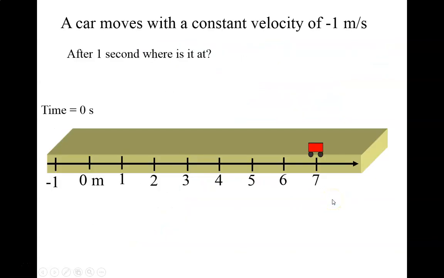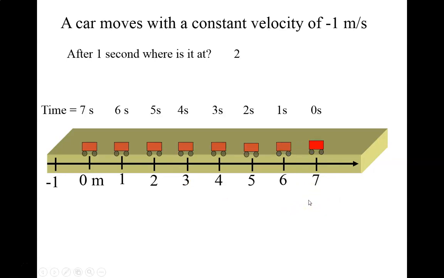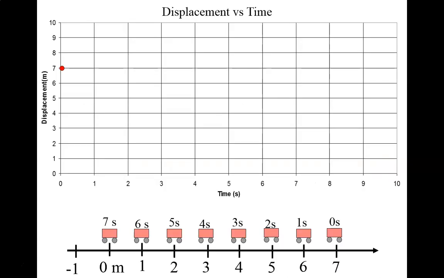Okay. Now if we have a negative velocity, so we're starting at the 7 meter mark. After 1 second we'll be at the 6, and then 5, 4, 3, 2, 1, etc. Okay. And here's my ghost car coming along. Don't forget me. So now we'll graph this motion.